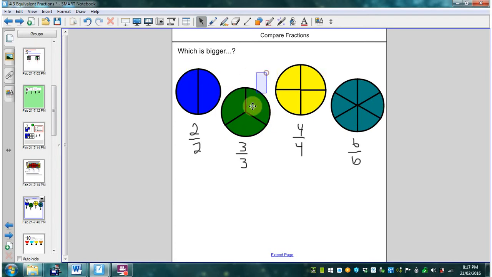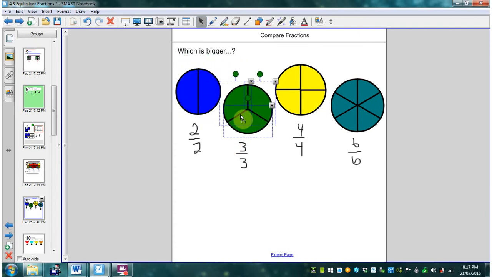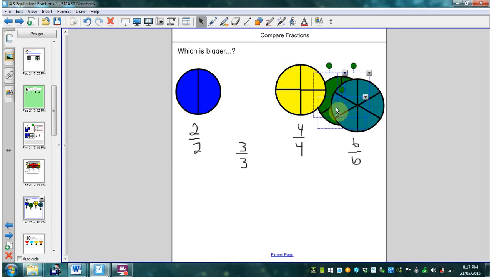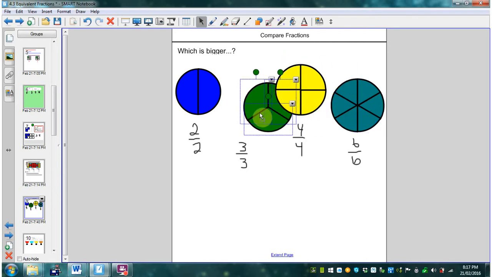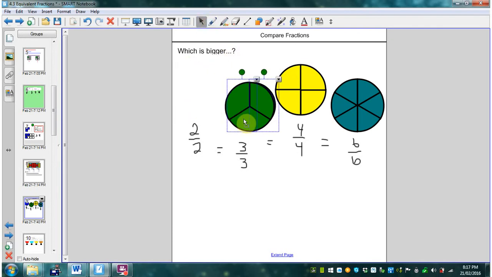If I take this whole circle and place it over the blue circle, they're the same size. Okay, same size and same size. So we see it's a trick question. None of them are bigger. They're all actually the same. So these are actually all equivalent fractions. We can say that these are all equal. Even though they're divided into different pieces, at the end of the day, they have the same area shaded.